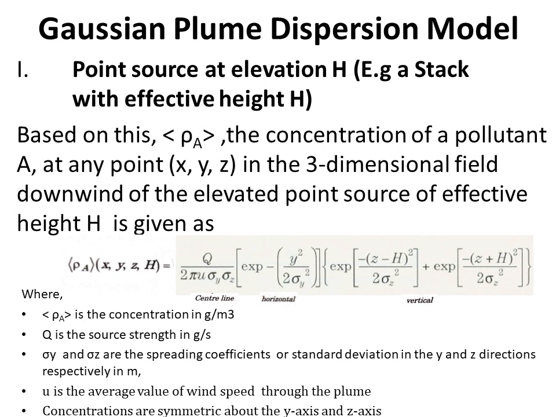Here rho A is the concentration of the pollutant at any point in gram per meter cube. Q is the source strength in gram per second. Sigma y and sigma z are the spreading coefficients or standard deviation in the y and z directions respectively in meters. U is the average value of wind speed through the plume. The concentrations are symmetrical about the y axis and the z axis.